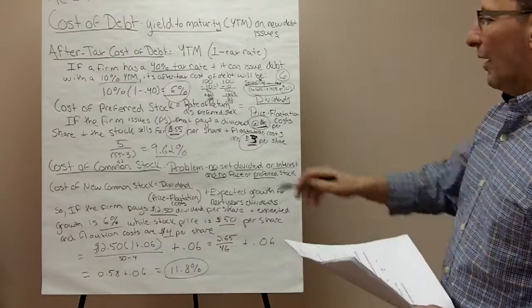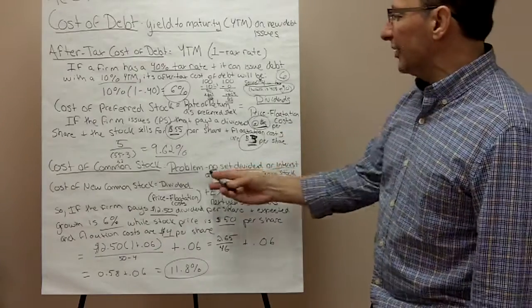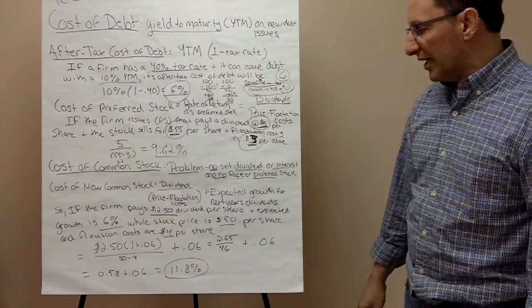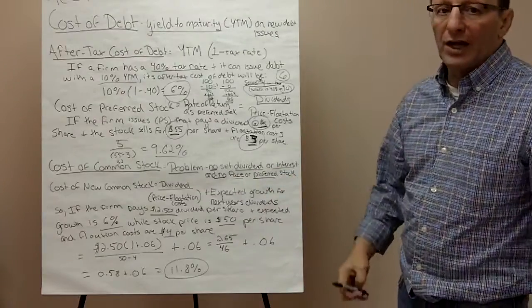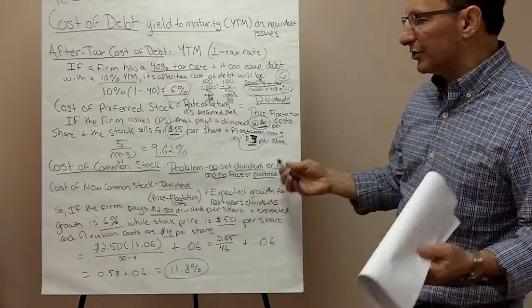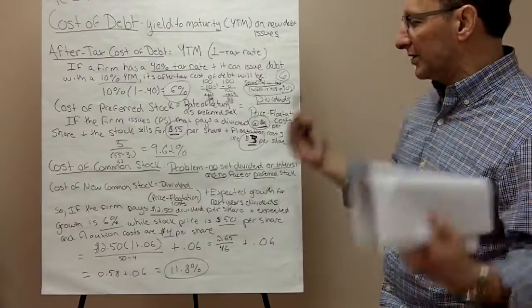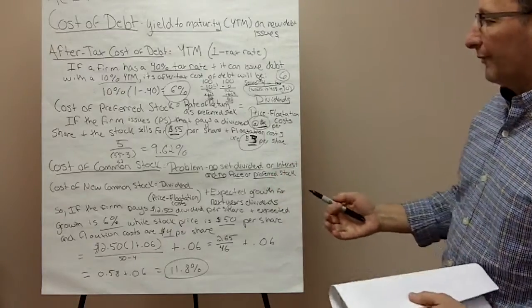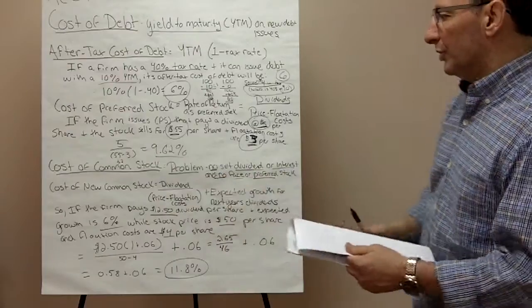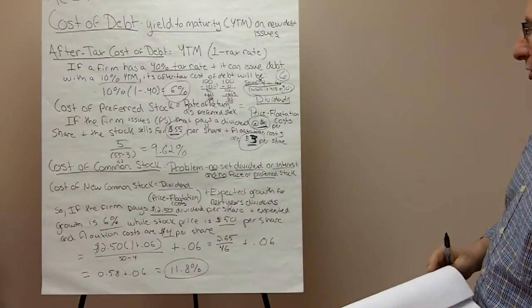Now, when it comes to the cost of common stock, the problem is there is no set dividend or interest and no face value, as with preferred stock. So it's difficult indeed. Here's where you have to just make an assumption. In the issue of new stock, we also take into account flotation costs.